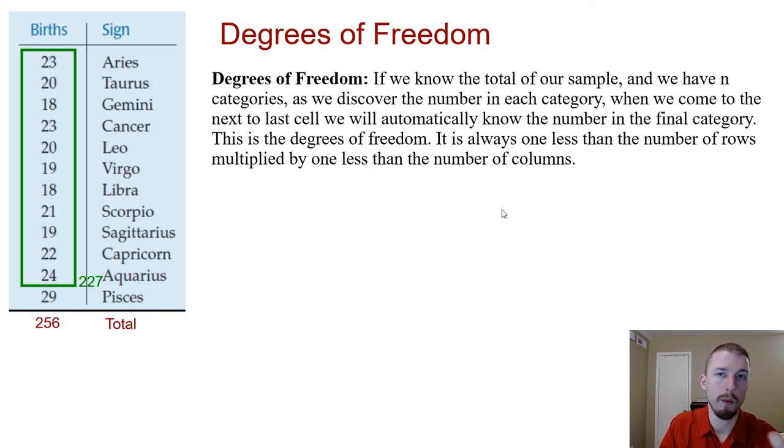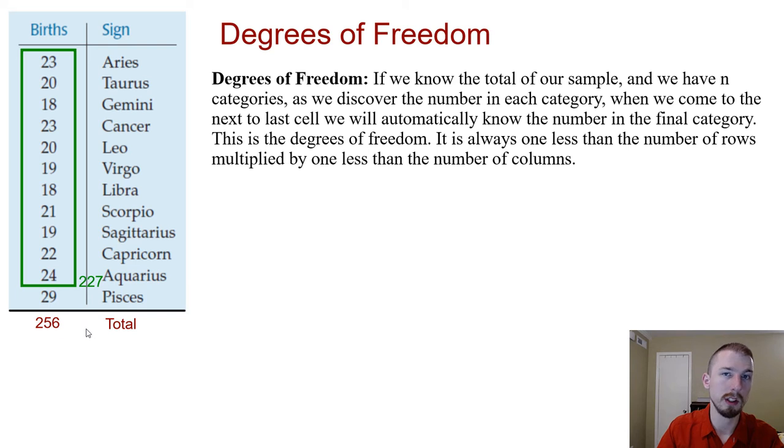Okay, so we need to talk about degrees of freedom. Degrees of freedom is the parameter that we have for the chi-squared statistic test. The degrees of freedom is always going to be 1 less than the number of rows multiplied by 1 less than the number of columns. Now, for our example here, we had 12 rows altogether. So let's assume that we take a sample and we know that we have 256 altogether in the sample.